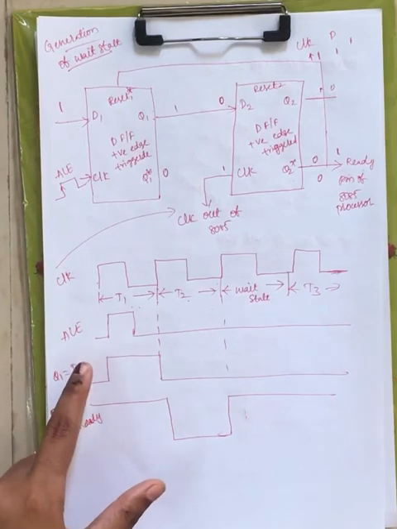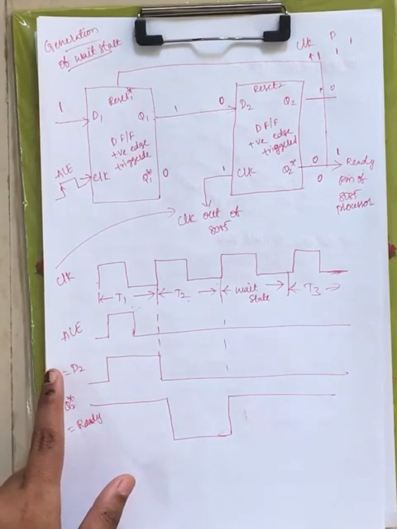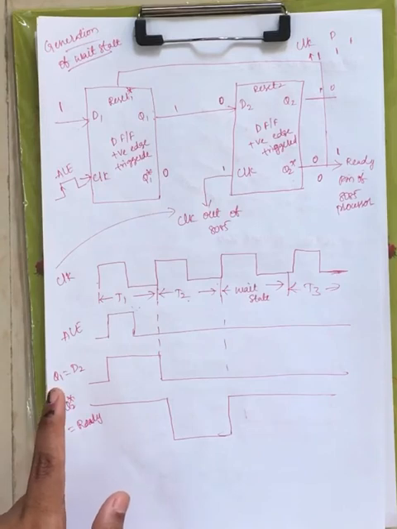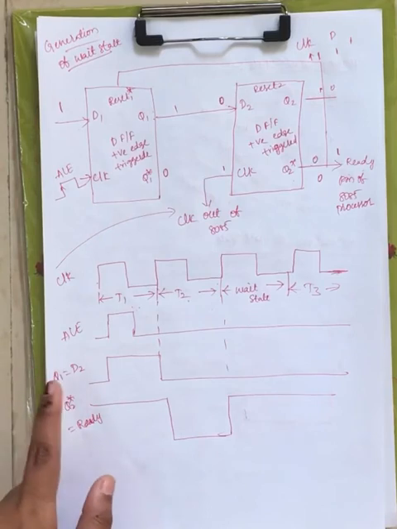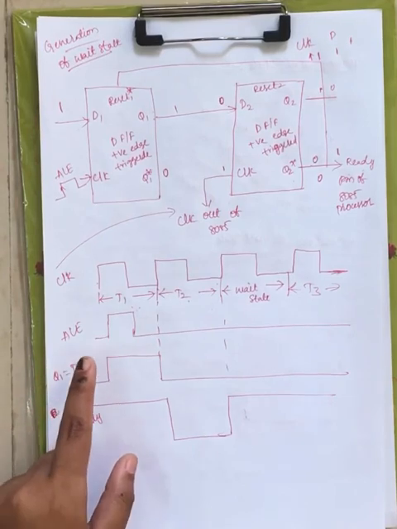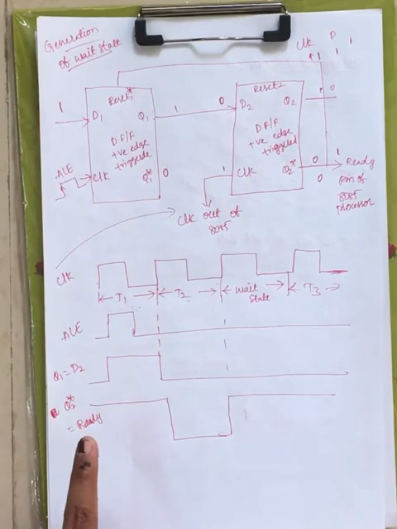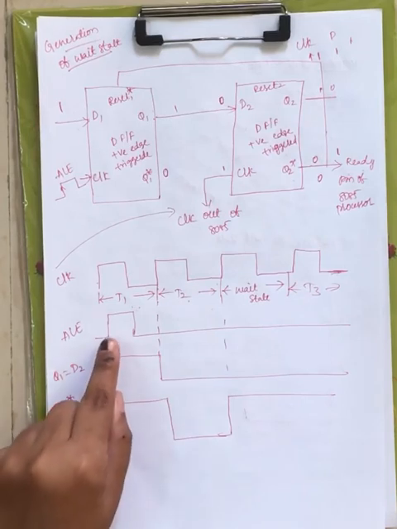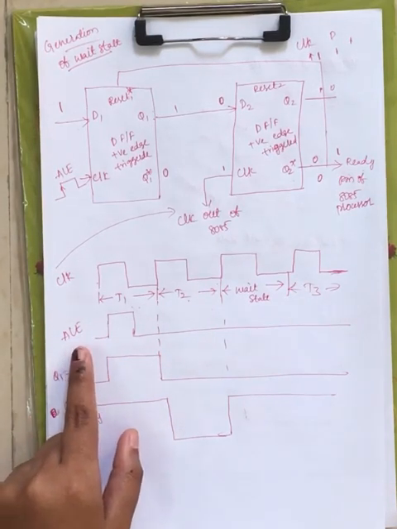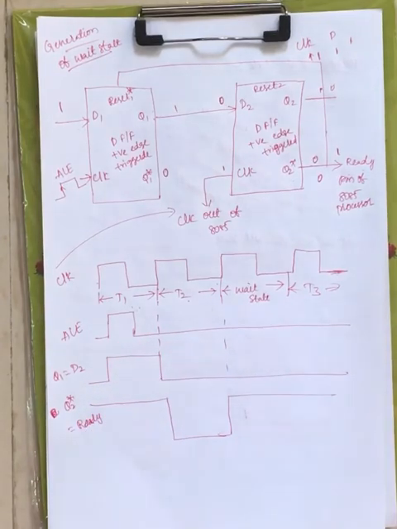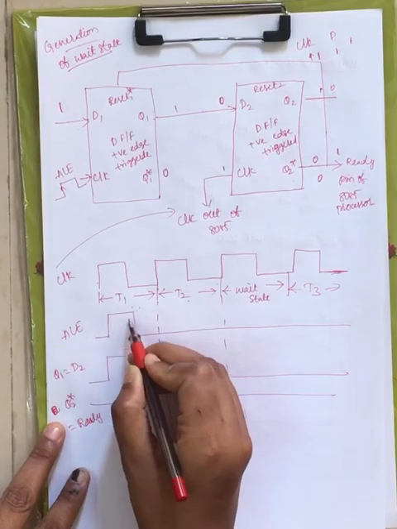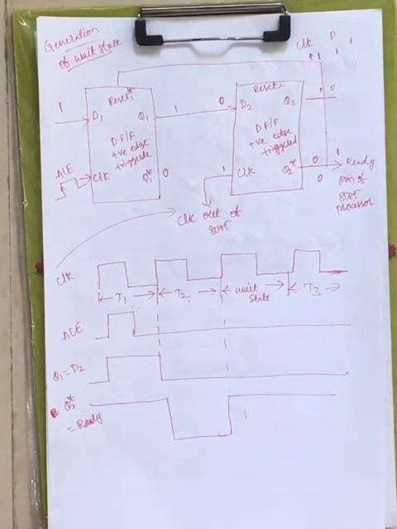Now coming to ALE, address latch enable, it is used to demultiplex the address and data bus. You have multiplexed address and data in 8085, and this ALE is used to demultiplex address and data lines. What is the behavior of ALE? Address latch enable will be high during the beginning of T1, and for the remaining clock cycles it will be 0.